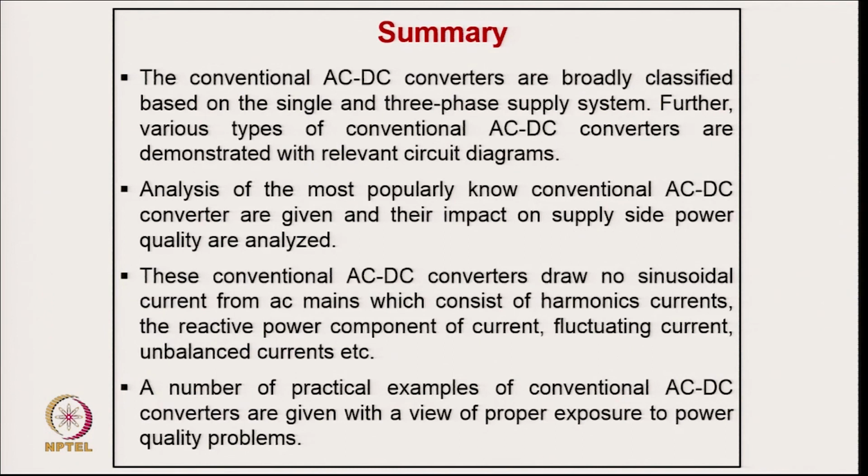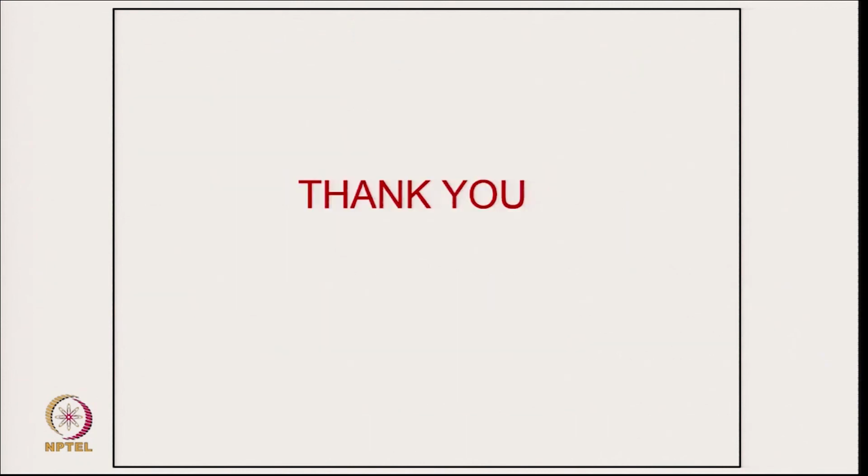So, with this, the conventional AC-DC converters are broadly classified based on single phase and 3-phase supply systems. Further, various types of conventional AC-DC converters are demonstrated with relevant diagrams. Analysis of most of the popularly known conventional AC-DC converters is given, and their impact on supply side power quality is analyzed. These conventional AC-DC converters draw non-sinusoidal current from AC mains, which consists of harmonics, reactive power component of current, fluctuating current and unbalanced current. A number of practical examples of conventional AC-DC converters are given with a view to proper exposure to the problem, and these are the references. Thank you.